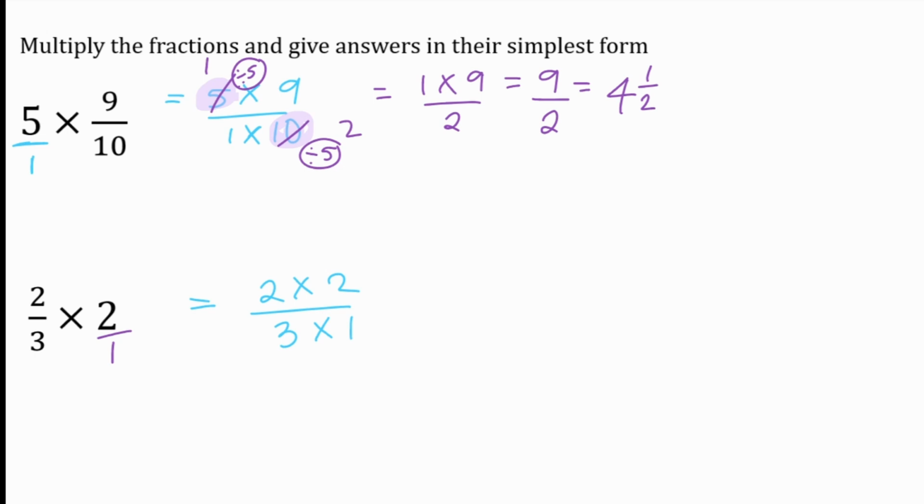Now I'm going to look to see if I've got any numbers in my numerator and denominator that have common factors, but this time I do not, so I can simply proceed to multiply. So 2 times 2 is 4, and 3 times 1 is 3. Because this is a top-heavy fraction, I can write this as a mixed number, so 4 divided by 3 is 1, with a remainder of 1, and my denominator will be 3.